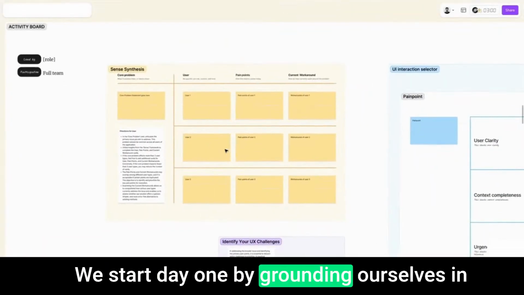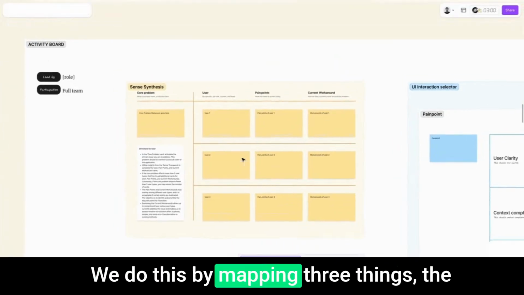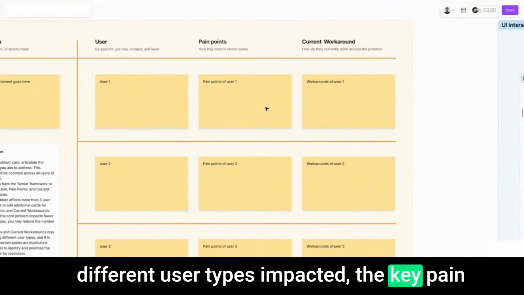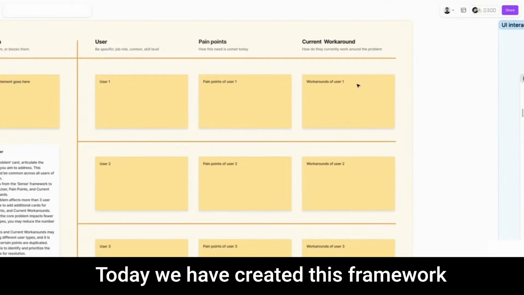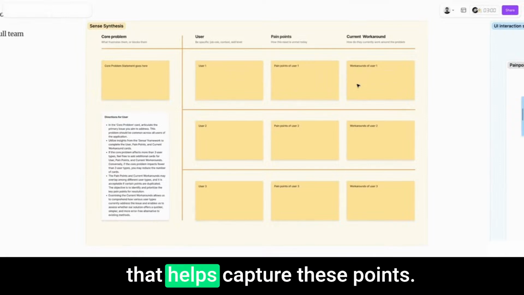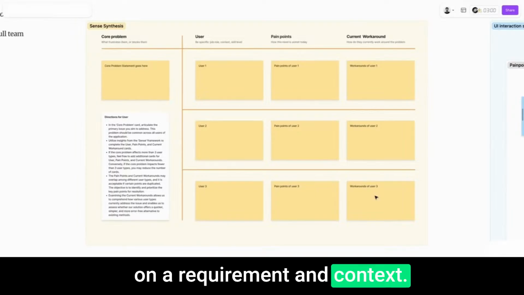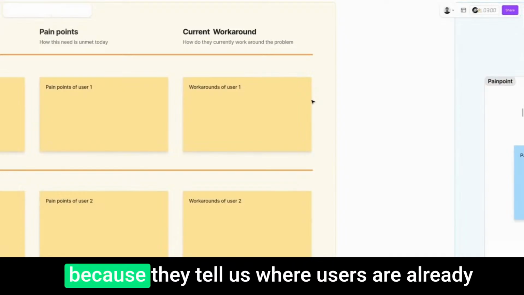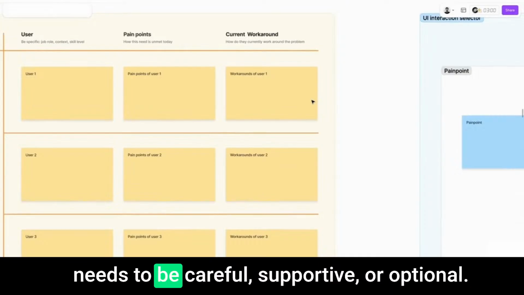We start day 1 by grounding ourselves in the core problem identified during sense. We do this by mapping three things: the different user types impacted, their key pain points, and how they work around the problem today. We have created this framework that helps capture these points. You can add or remove cards based on a requirement and context. Current workarounds are especially important because they tell us where users are already compensating for system gaps and where AI needs to be careful, supportive, or optional.